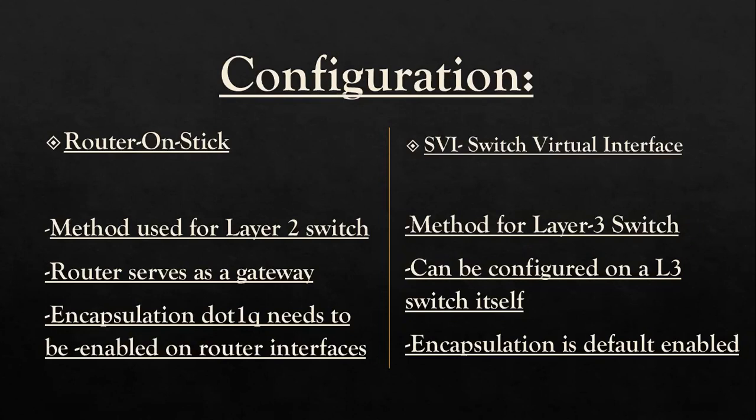ISL is not used anymore. So .1q is default enabled, but when we are using a router for inter-VLAN routing, we have to enable this protocol manually on the router. In case of SVI, again, because it's done on the switch itself, we do not need to enable encapsulation as it is default enabled on the interface.